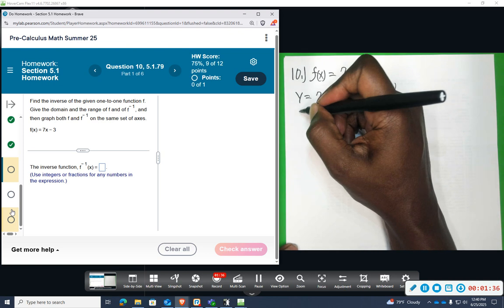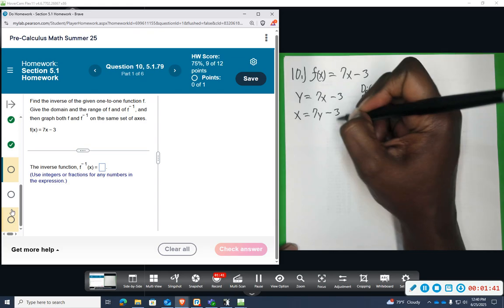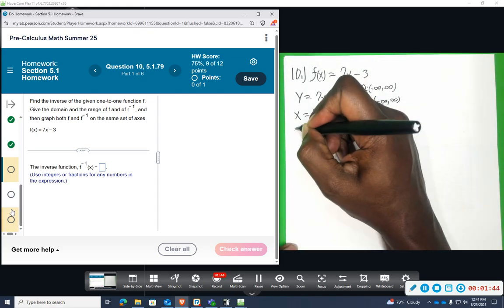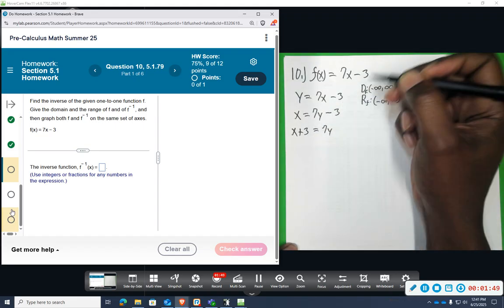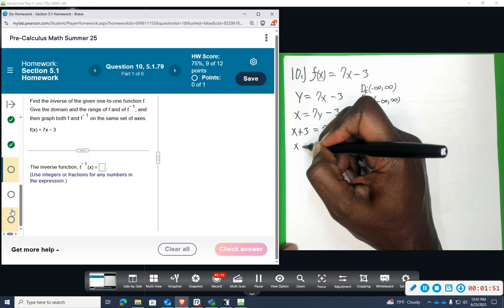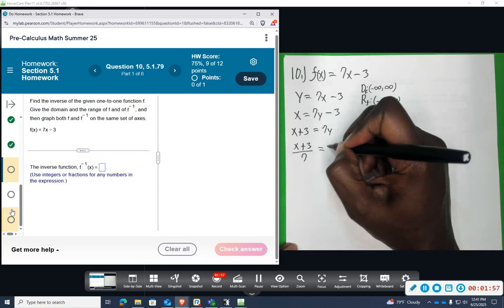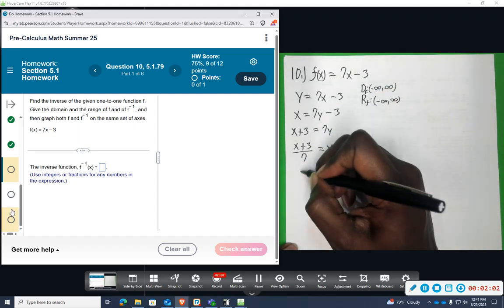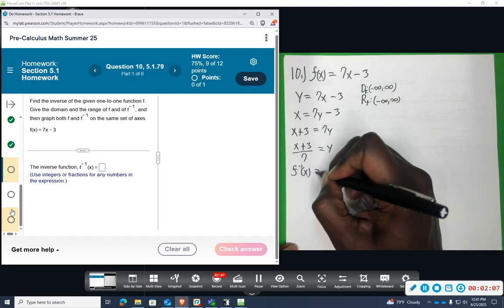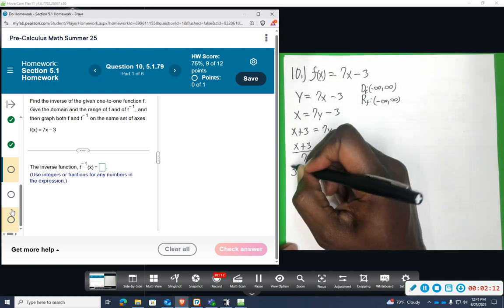Then we're going to interchange x and y. We're going to solve for y. So I would add 3, so it's going to give me x plus 3 equals 7y, and divide by 7, so that will give me x plus 3 divided by 7 equals y. This is my inverse. I'm going to change the orientation and replace it with the f inverse. So f inverse is equal to x plus 3 divided by 7.